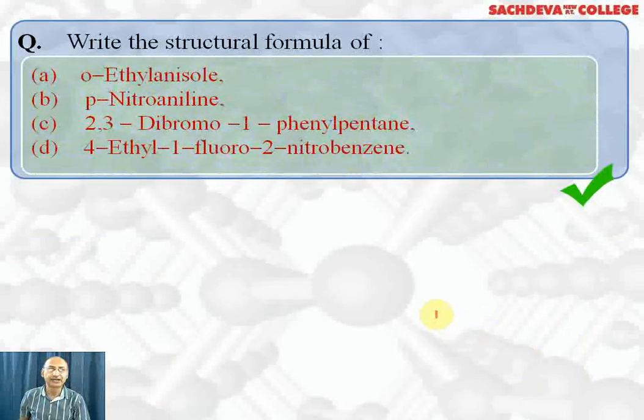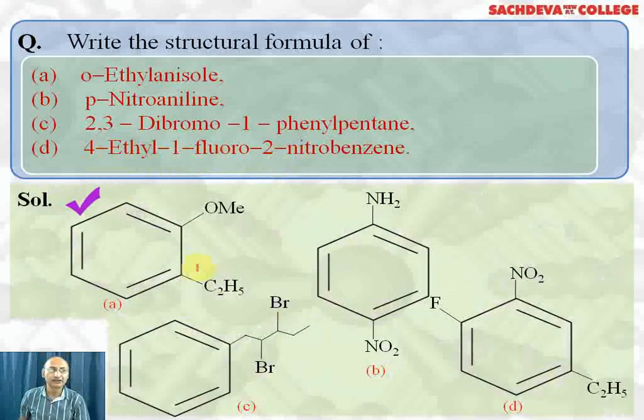You may be asked to write structural formulas of the compounds. First one is ortho-ethylanisole. Second is para-nitroaniline. Third is 2,3-dibromo-1-phenylpentane. Fourth is 4-ethyl-1-fluoro-2-nitrobenzene. First one we are taking is ortho-ethylanisole. Ortho means at 1 and 2 position. Anisole has an OCH3 group or OMe group. Me stands for CH3. Ortho-ethyl means at the second position you have an ethyl group. So we have put the ethyl group on the second position.